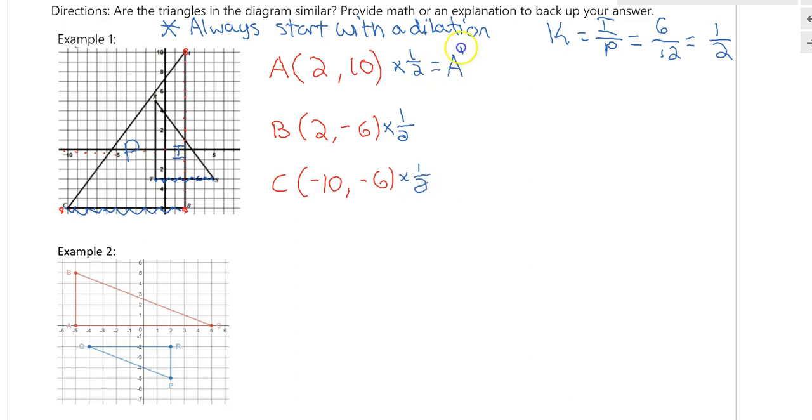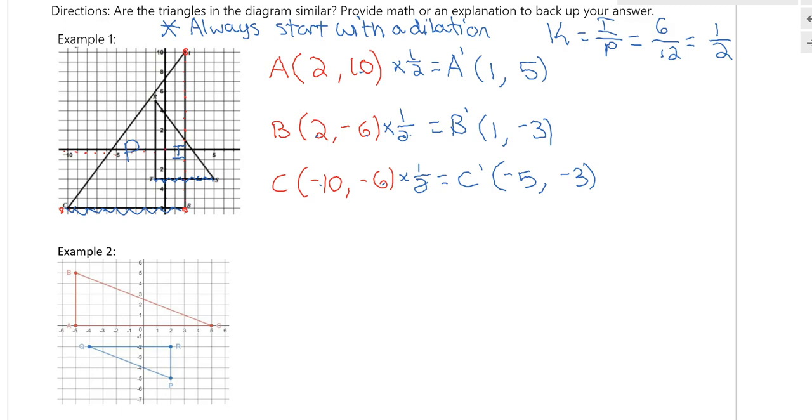That gets me my first new triangle. 2 times 1/2 is 1. 10 times 1/2 is 5. 2 times 1/2 is 1. -6 times 1/2 is -3. -10 times 1/2 is -5. -6 times 1/2 is -3. Alright, now I'm going to graph these new points to help me see what I need to do next.